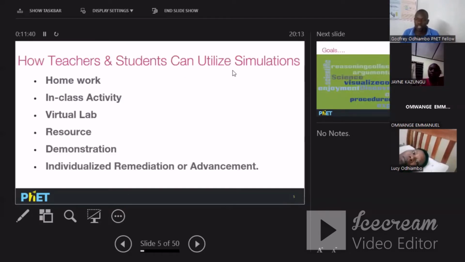So a teacher and students can utilize simulations in the following ways. Number one, to provide homework. Number two, you can also use the simulations in a class activity. You can use the simulation as a virtual lab. The simulations can also be used as a resource for the teacher and the student. The teacher can also use the simulations in demonstration in class, and also during remediation or advancement by the learner.